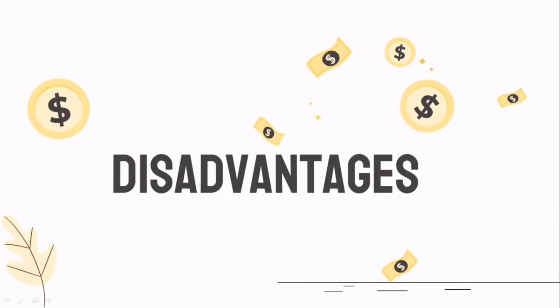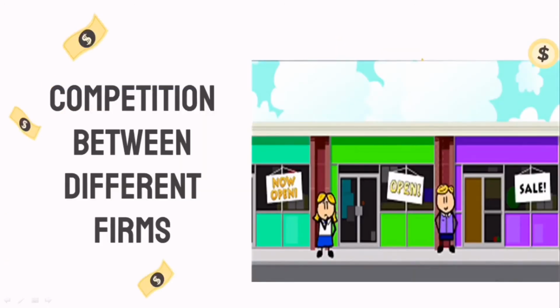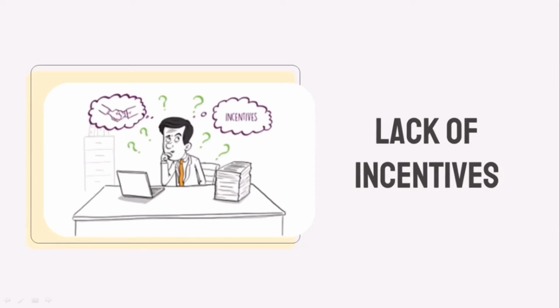Next are the disadvantages. The first one is competition between different firms. This leads to increased efficiency as firms do whatever is necessary, including laying off workers, to lower their costs. Next is lack of incentives. If an economy has high rates of progressive taxation, it could cause disincentives to work and to set up businesses. If tax rates are too high, they could be self-defeating and fail to significantly increase tax revenues.